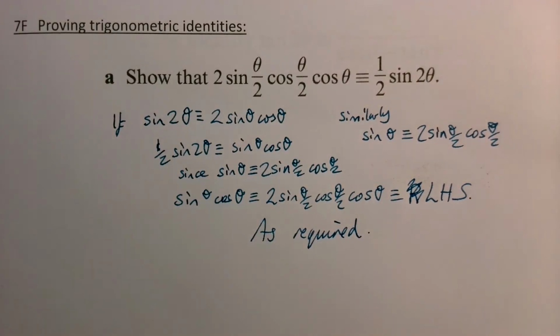as required. You might want to go back and look at that one more time, but it's all just using that same thing of sine 2 theta equals. All you have to do is keep on halving the angle and then substituting things in. So that's the first one.